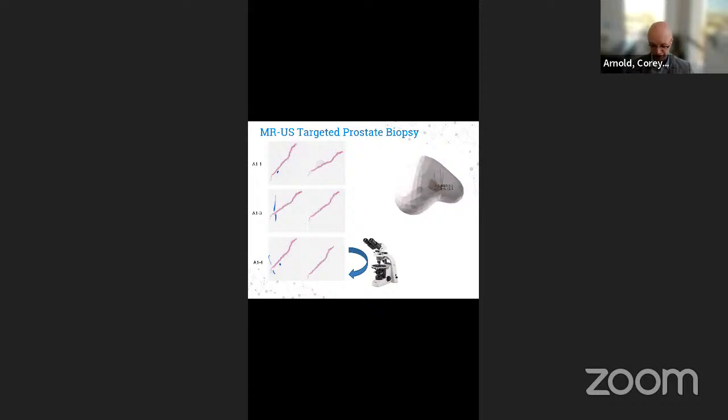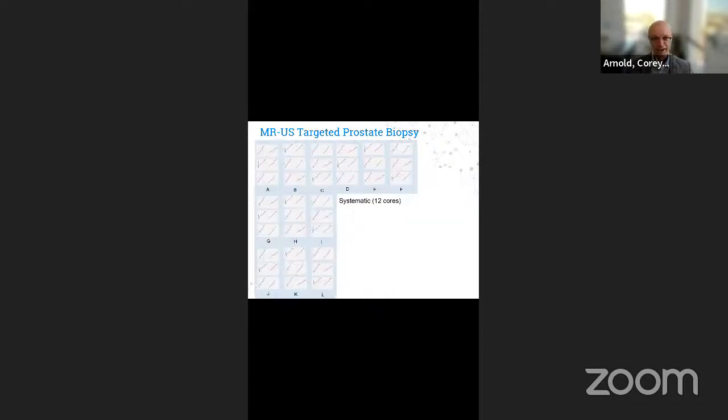And it's extremely time consuming. At UCLA, we do 12 systematic cores, as most places do. And this is the number of slides that those cores would produce for a prostate biopsy. We then also do targeted, so we have an additional 6 cores typically. And the pathologist has to look at all of these.